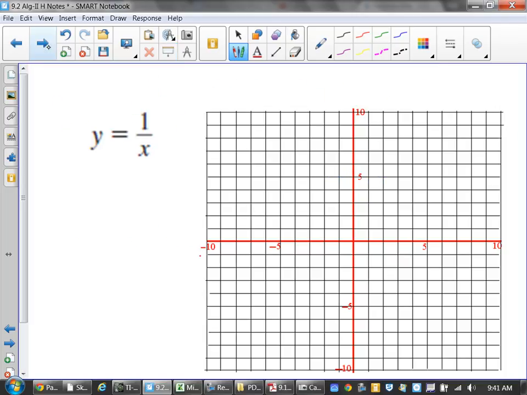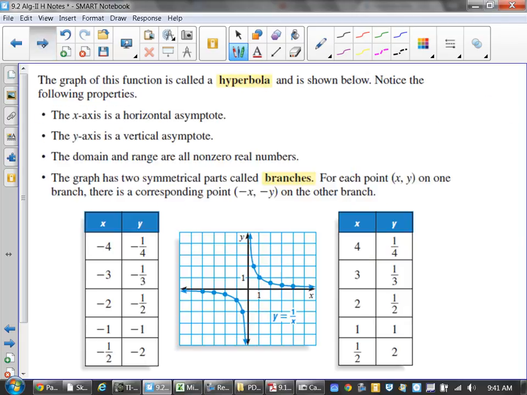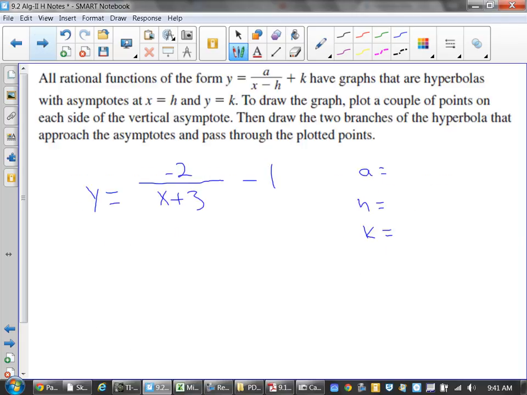So what we're doing here today is we're going to look at graphs like this. There are specific rules for the two types of graphs that we're going to look at. We're going to look at this first one that's in rational function form with an h and a k, so you have y equals something over x minus h, plus k.